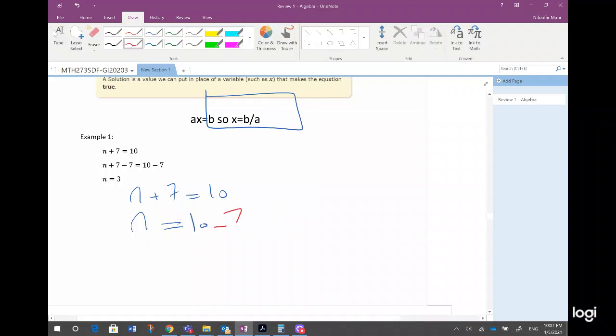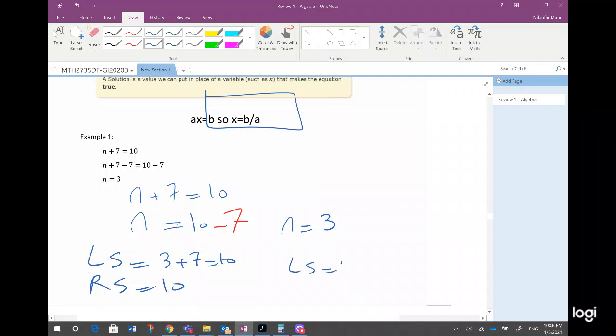So n equals 10 minus 7. Why minus 7? Because I move it. When I move it, I change the sign. So n is equal to 3. So how do I know I didn't make a mistake? I have to substitute. Left side is 3 plus 7, which is 10. Right side is 10. Left side equals right side.